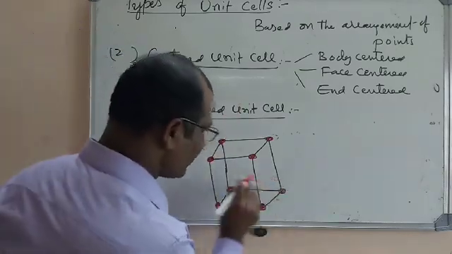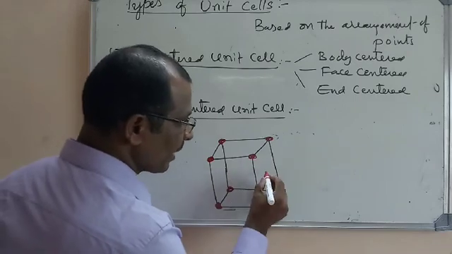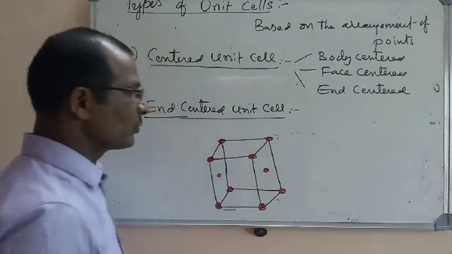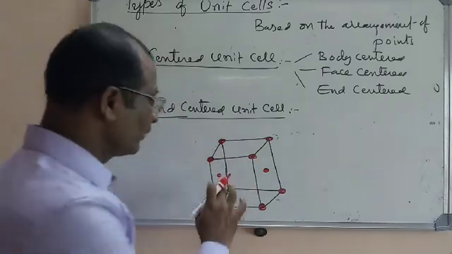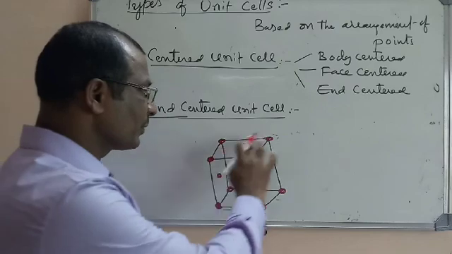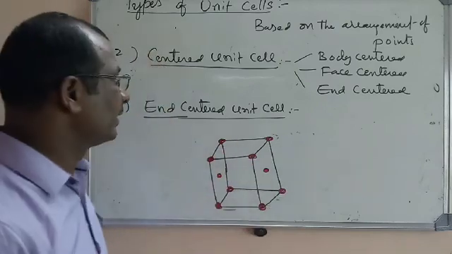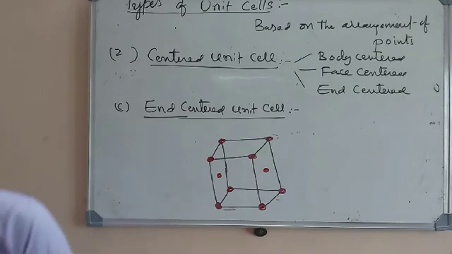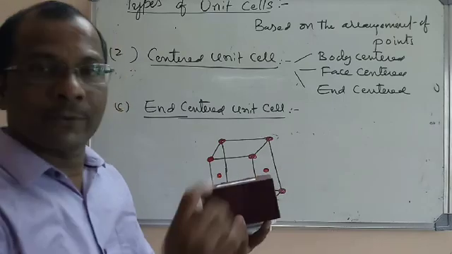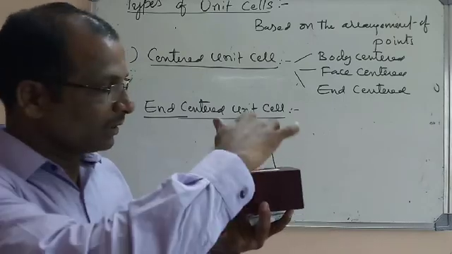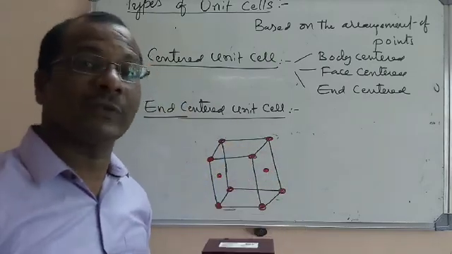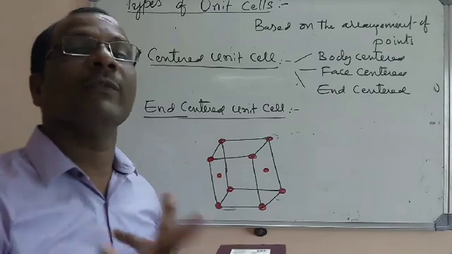So for example, I am taking these 2 opposite faces. Here I am keeping 1 point, and I am taking 1 more point here. Choose any 2 opposite faces. If there are points at the 2 opposite faces, in addition to 8 corners, 8 points, it will become an end-centered unit cell. I will explain. Firstly, we have to keep 8 points at the 8 corners. Now take any 2 opposite faces, this one and this one, or this one and this one, or you can take this one and this one. Any 2 you can take, not all the 6 faces. If you take all the 6 faces, it will become face-centered.